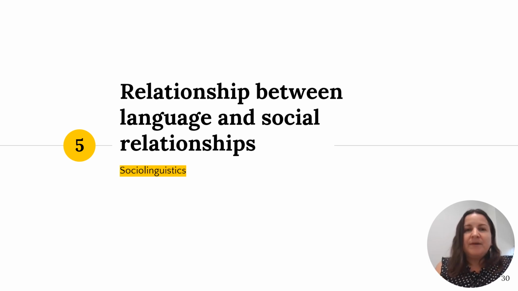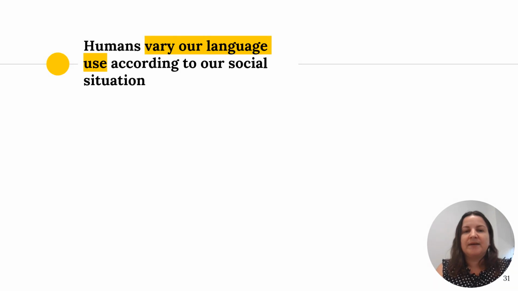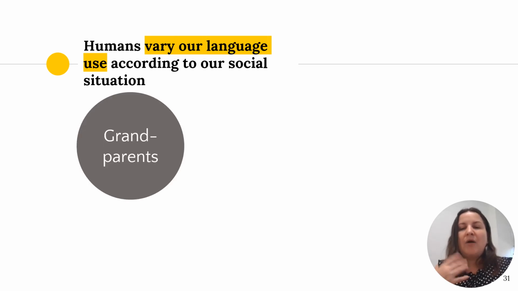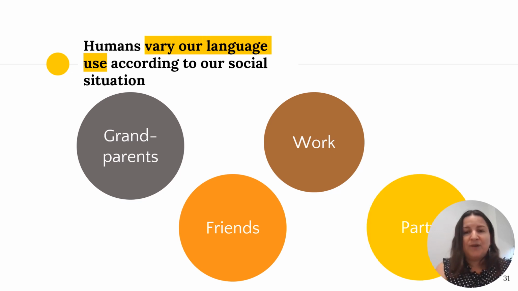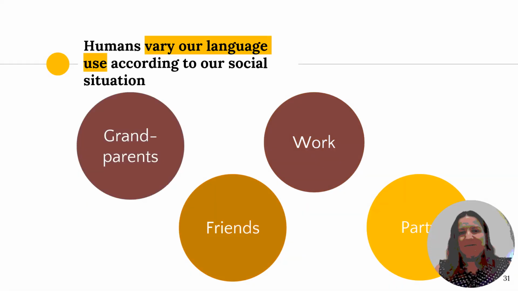And finally, there is the relationship between language and social relationships. This is something that's studied specifically by a subdiscipline called sociolinguistics. We know that humans vary how we use language depending on the social context of the situation in which we are present. For example, you all speak Spanish, I assume, but I bet you don't speak your Spanish exactly the same way all the time. Think about how you use language when you are with your grandparents versus when you are at work in a professional setting versus when you're just hanging out with friends or at a party, right?